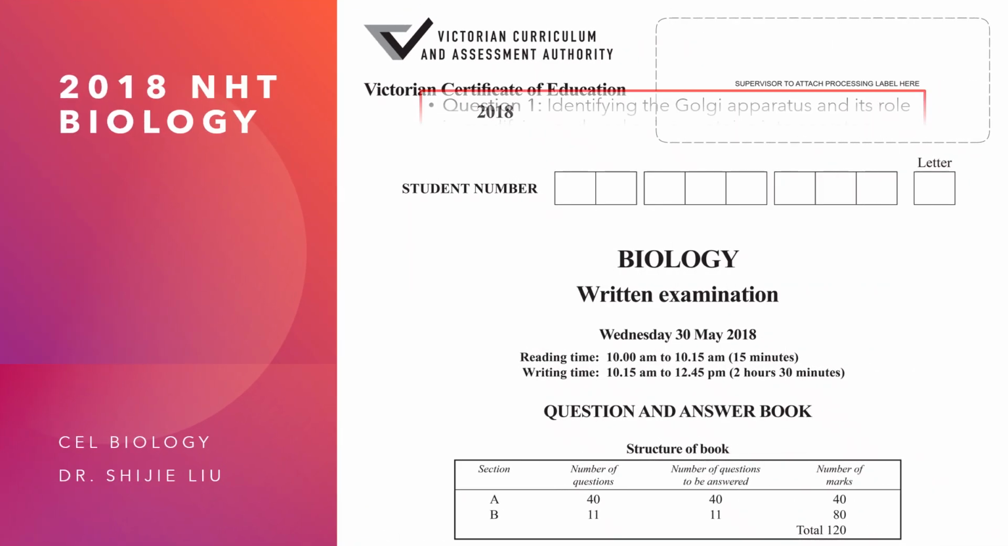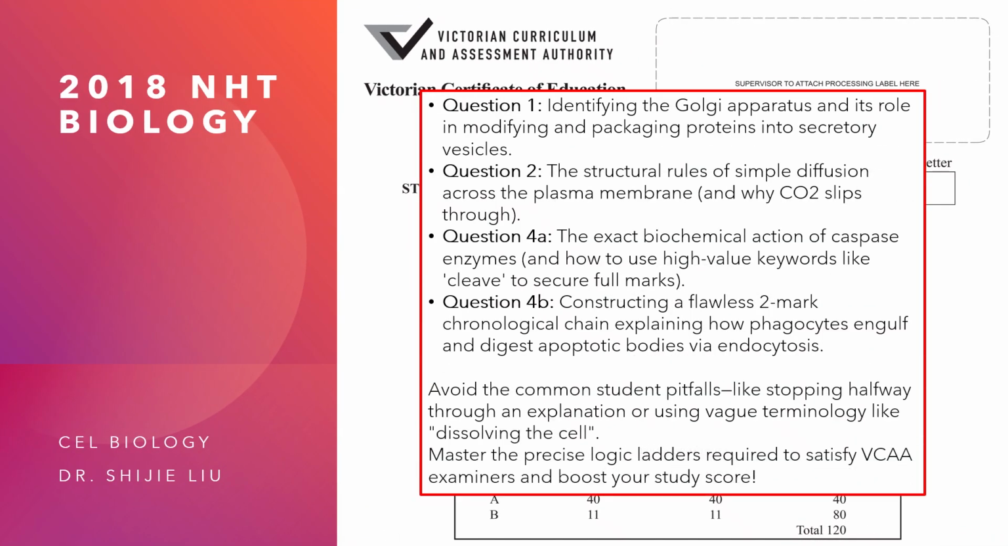Hi everyone, welcome back. A lot of VCE biology students miss out on easy marks in short answer questions simply because of their word choices. For example, if you say Caspases dissolve or kill the cell, that is a classic 0-mark answer in the eyes of VCAA examiners.